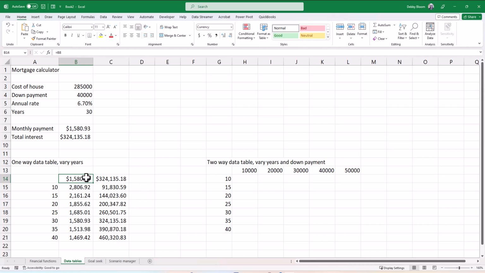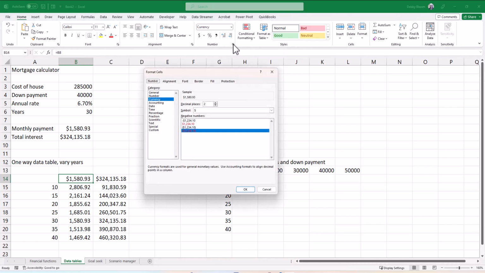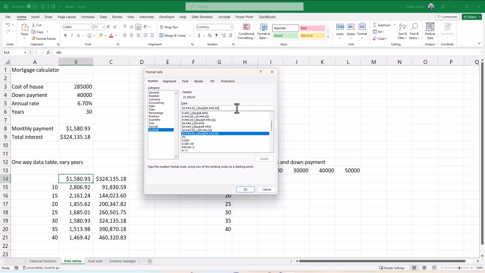So what I'm going to do is I'm going to click on cell B14. I'm going to make sure that I'm on the Home tab, and in the number group, I'm going to click the little number format arrow down in the bottom right-hand corner. Making sure that I'm on the number tab, I'm going to click on Custom. I'm just going to delete whatever is in type. I don't care what's in there, just delete it, does not matter. And I'm going to do double quote, monthly payment, and then close the double quote.